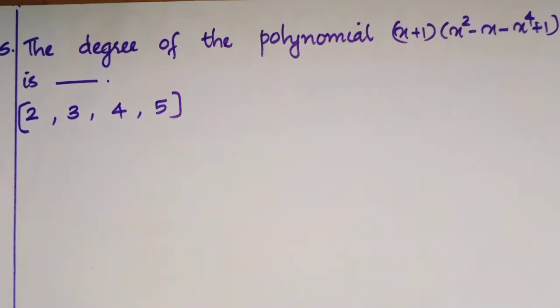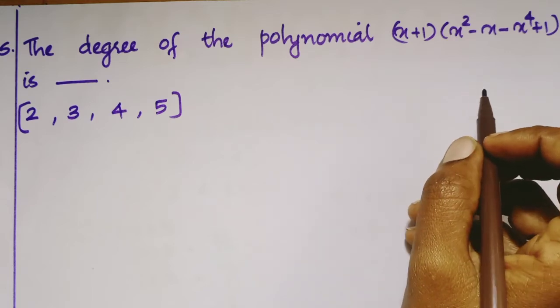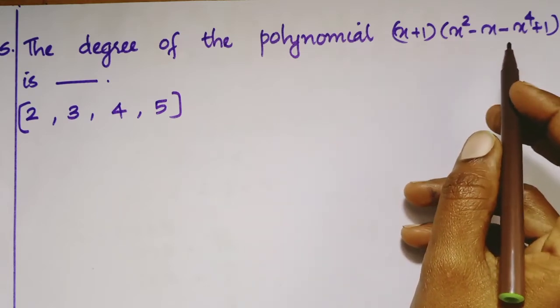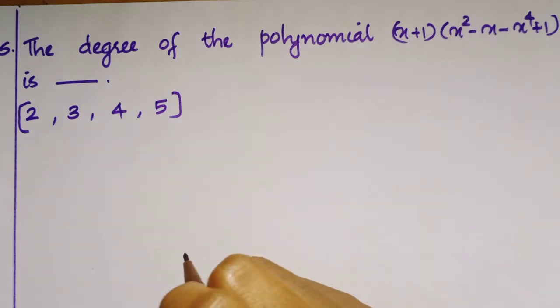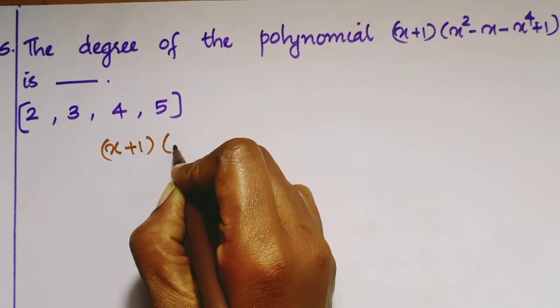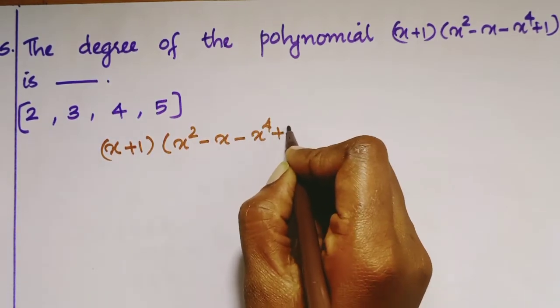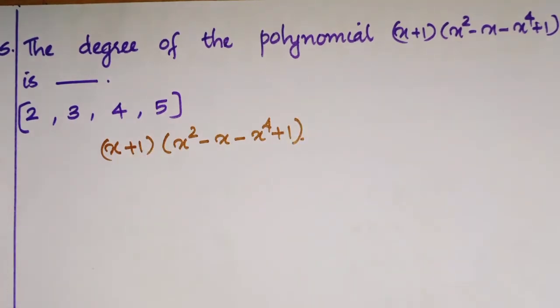Sixth question. The degree of the polynomial (x plus 1) into (x square minus x raised to 4 plus 1) is dash. So the given expression is (x plus 1) into (x square minus x raised to 4 plus 1). Degree means the highest power of the given polynomial. So how can we find out the highest power? Yes, here x and here x raised to 4.